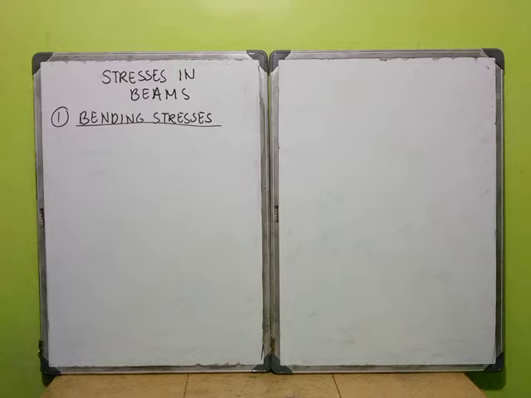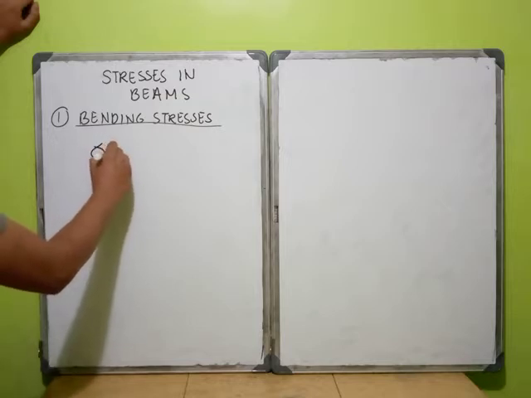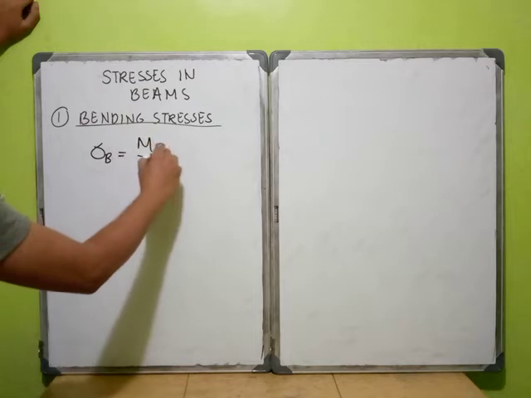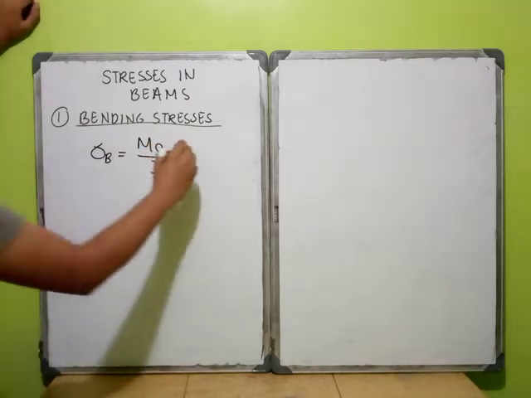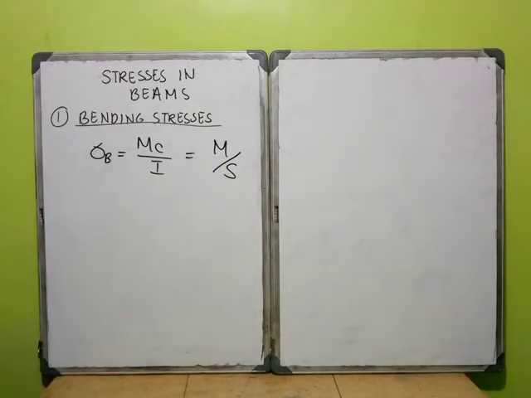Okay, so we will be discussing part 2 of our lecture on stresses in beams. First we will be discussing bending stresses. We can determine the bending stress by the following formula, or you can rewrite it as M over S. So how do we explain this formula?